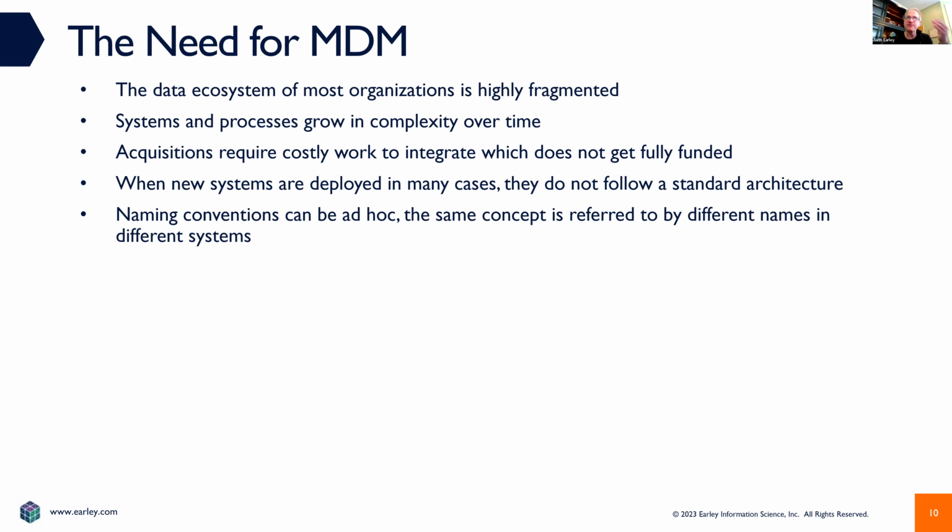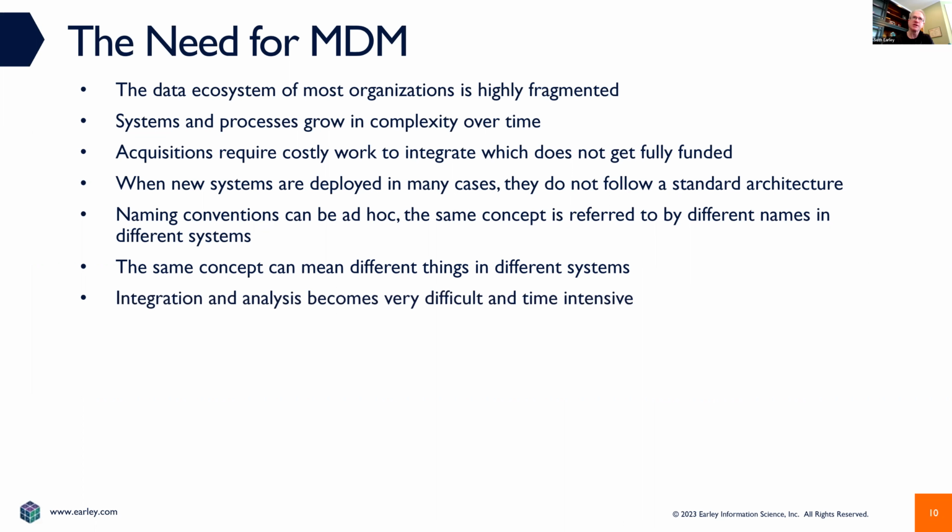A lot of times when new systems are deployed, they don't follow a standard architecture. There's no gating process to look at how they're defining the entities, or an application comes with the entities already defined, right? And so a lot of times there's no standard, and naming conventions can also be very ad hoc. You can have the same concept be referred to by different names in different systems, or the same concept can mean different things in different systems. So it can be the same name or different names in different systems, but it's the same idea, or the same name that can have different meanings in different systems. So that's really problematic when it comes to master data.